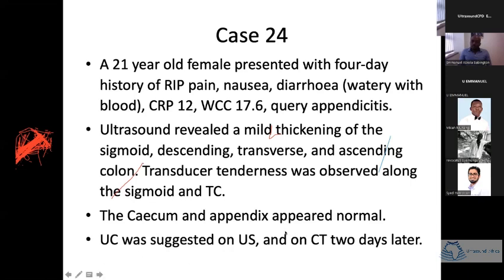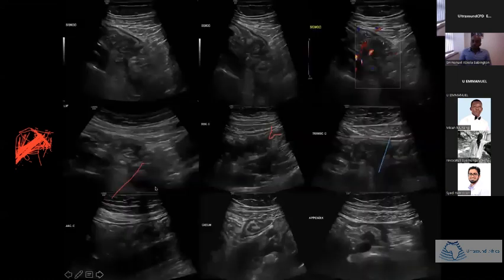The patient had a CT scan 2 days later, which also suggested the presence of colitis, and recommended a stool sample and further investigation with endoscopy if need be.